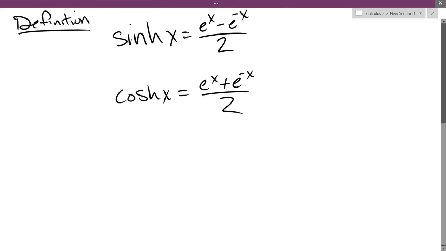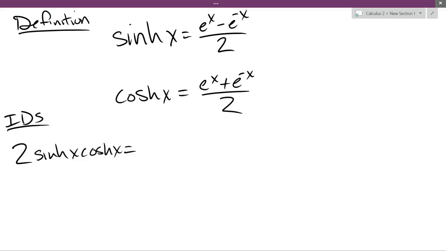So we'll start out with a couple identities. Here's the first one. So we're gonna have 2 sine h x cos h x. You can pronounce it either sine h or sinh and cosh, but I'll probably just say sine h and cos h. So we're gonna figure out a way to write this as a different form.